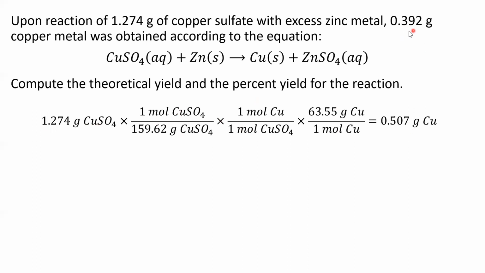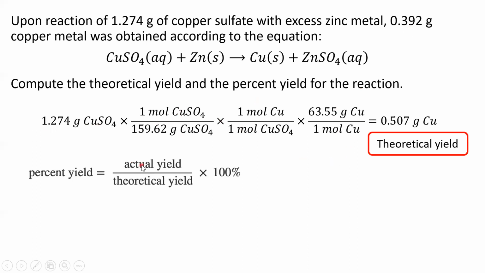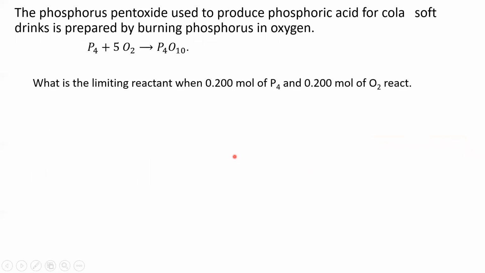Well, in the lab, we didn't produce 0.507 grams. We produced something less than that. We want to figure out our percent yield. So to figure out the percent yield, we would take the actual value, which is what we're given in the lab, divide it by the theoretical value, that's what we calculated in the stoichiometry, and multiply it by 100. So 77.3%. Excellent. So let's do another problem.